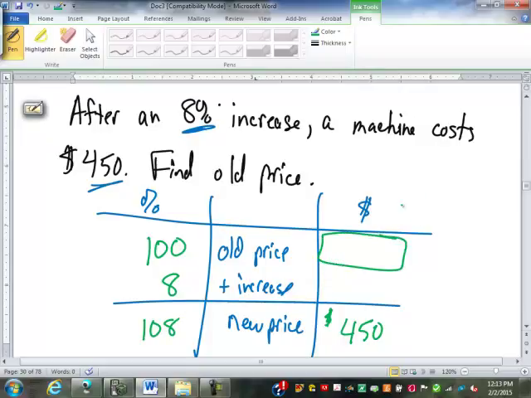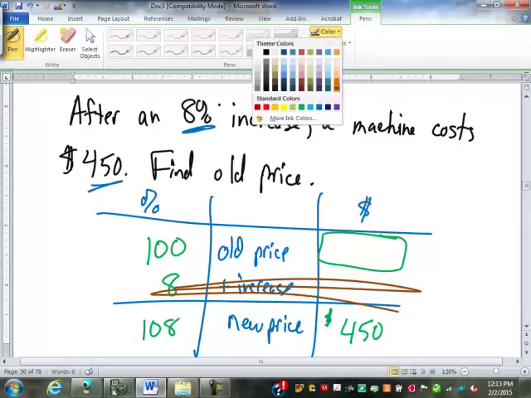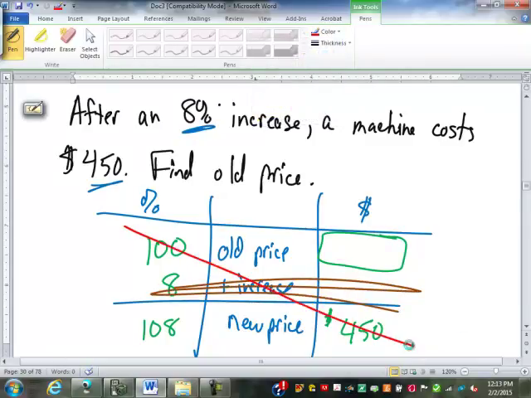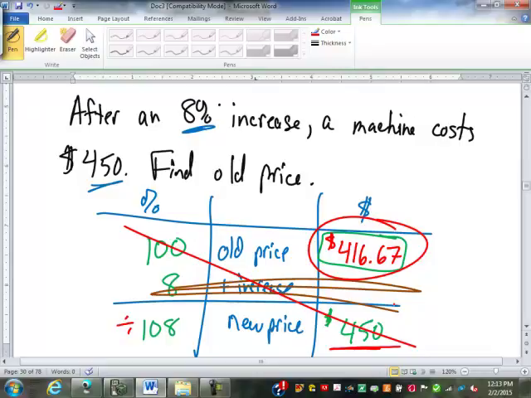We want to know the old price here, so we're going to ignore this middle row and cross multiply and divide. 100 times 450 divided by 108 is $416.67. If you had tried to find 8% of 450, 8% of 450 is $36. You would have subtracted that and got $414. You'd have been almost $3 off.